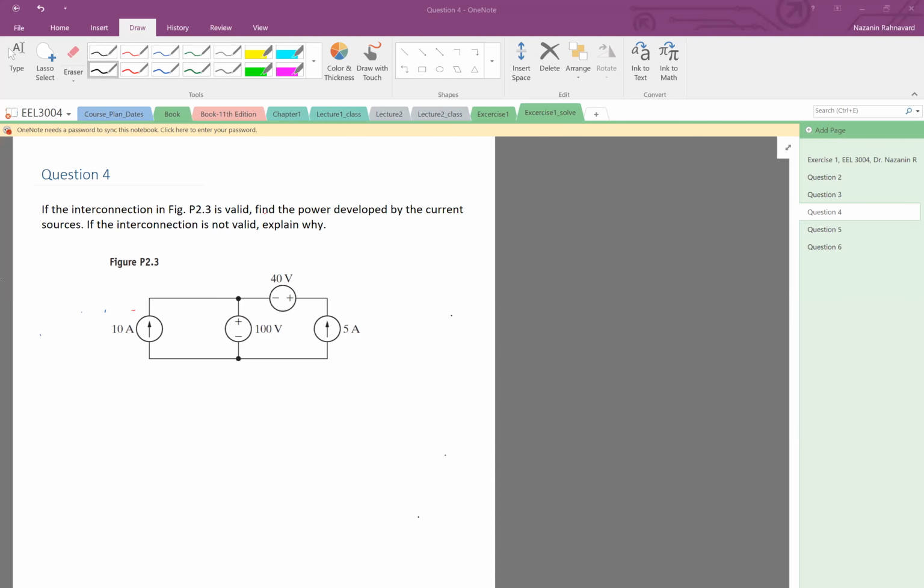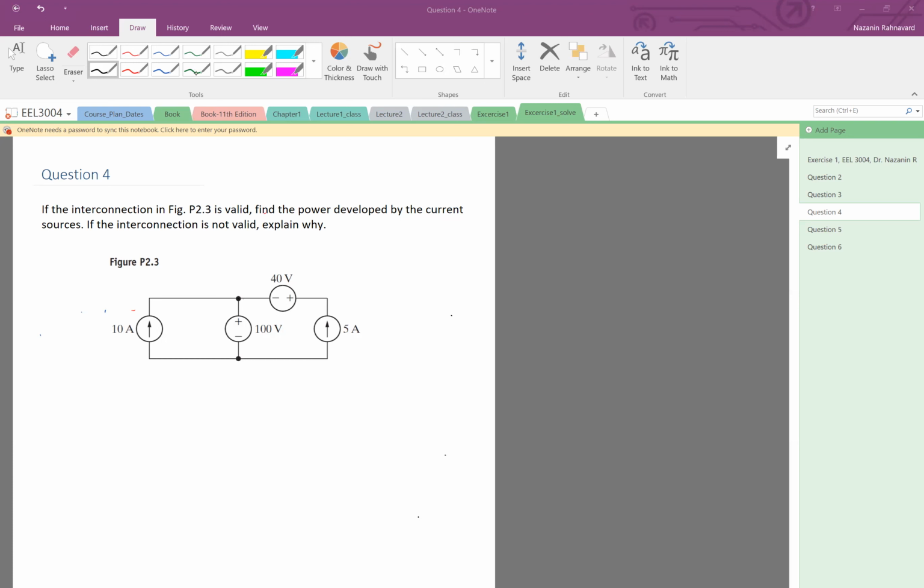Question 4. If the interconnection in this figure is valid, find the power developed by the current sources. And if the interconnection is not valid, explain why. So first we have to see if the interconnection is valid or not.